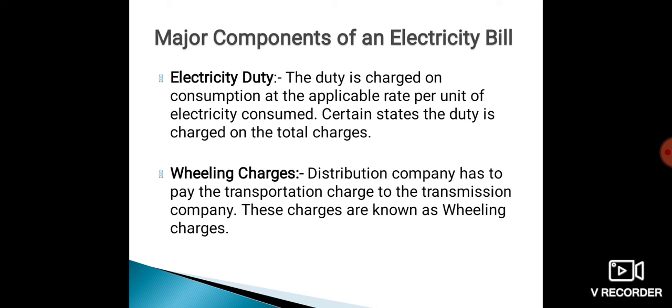Next is wheeling charges. Distribution company has to pay the transportation charge to the transmission company. These charges are known as the wheeling charges. Some companies have their power plant, but they do not have the distribution network. So they pay a rent or the charges for the use of their equipment for the distribution of electricity. So that charge is paid for the distribution of electricity to the third party, because they don't have their own distribution network. So that charge is called as wheeling charges.